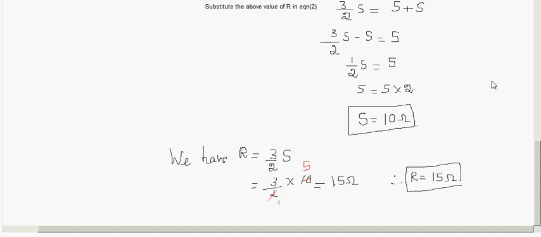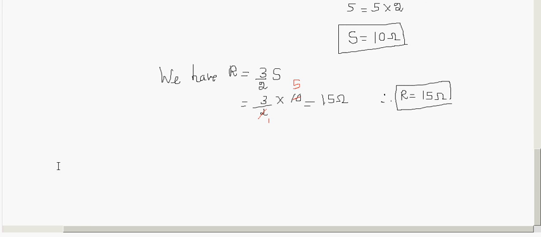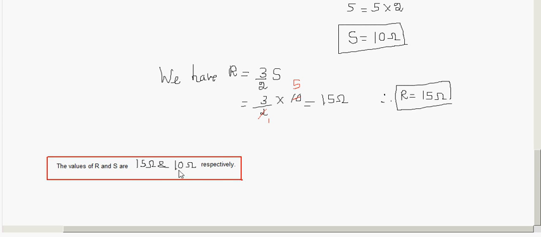We can write finally the result. The values of R and S are 15 ohm and 10 ohm respectively. That completes this sum.